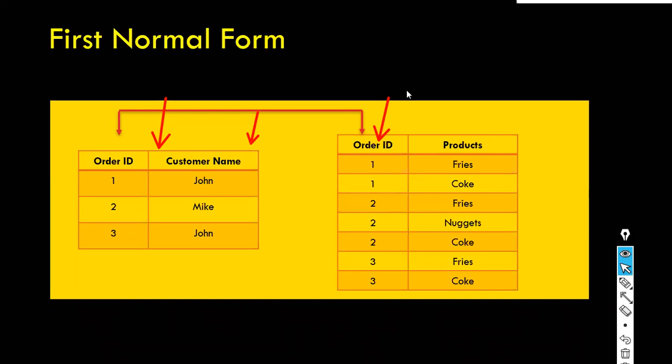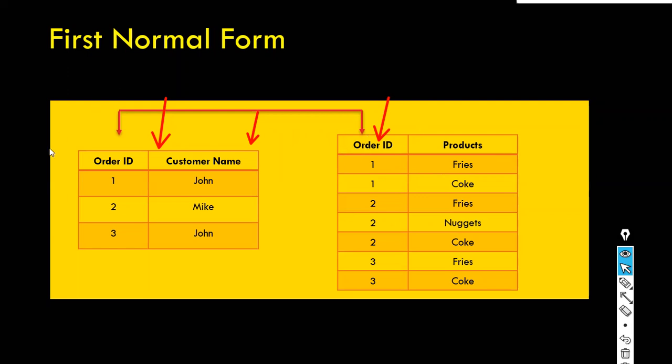Order ID. Very good, Vishal. Order ID is common between these two tables, right? So since order ID is common between these two tables, we need to create a link between these two tables using this column. This is very important. Create a relationship between two tables using a common column.